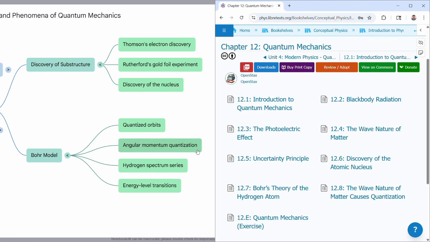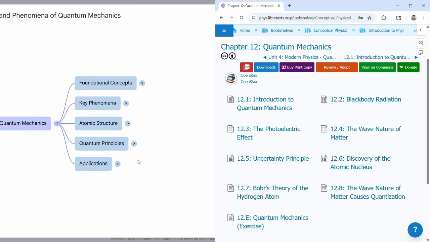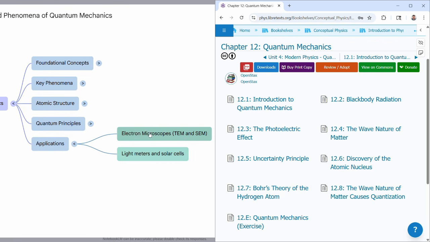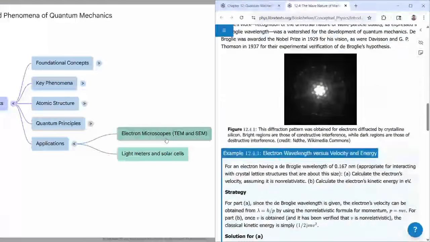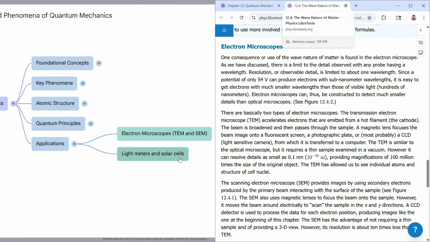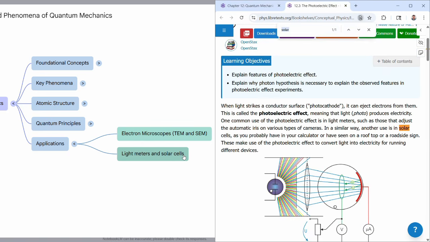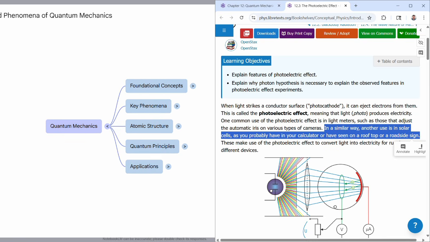So that's section 12.7, Bohr's theory of the hydrogen atom. Now that covers all these sections, but in this mind map, for some reason, the applications are split off to its own node, branch. So what it covers is electron microscopes. I think that's covered in section 12.4, the wave nature of matter, and light meters and solar cells. That's mentioned in the photoelectric effect, section 12.3. So that's everything covered in this mind map and in the textbook.